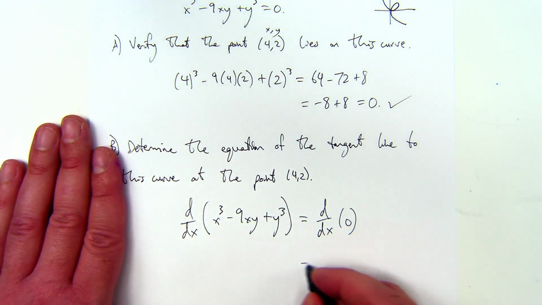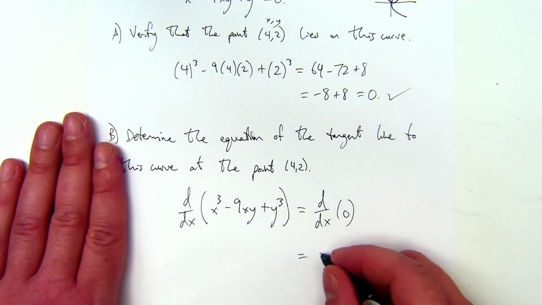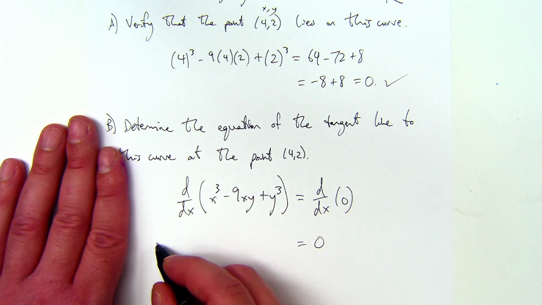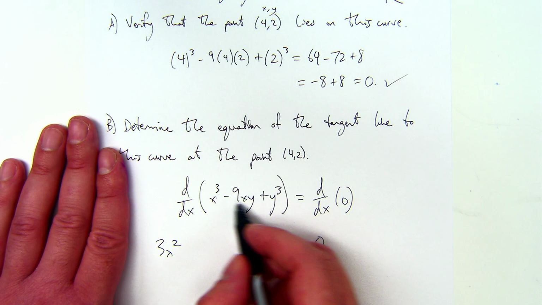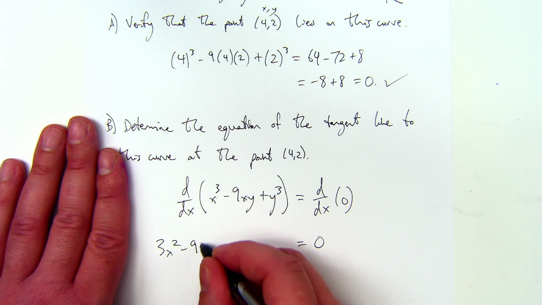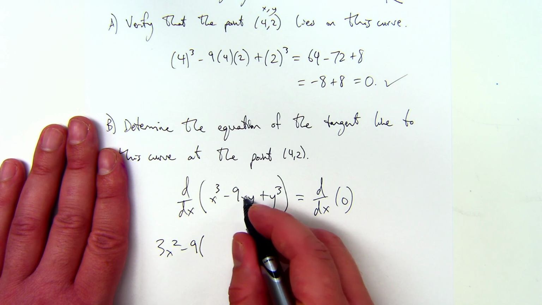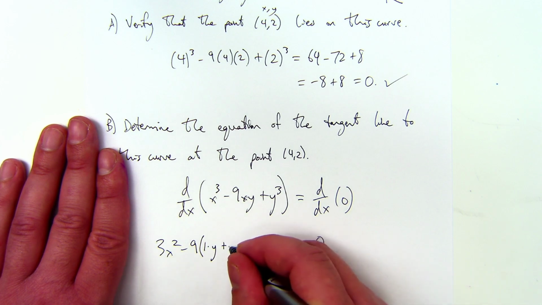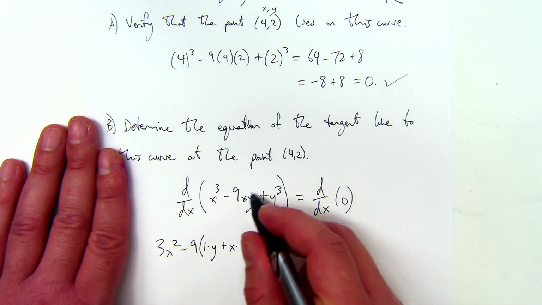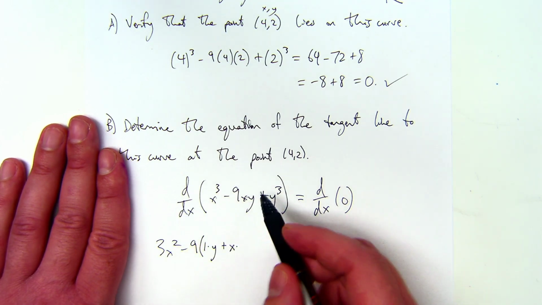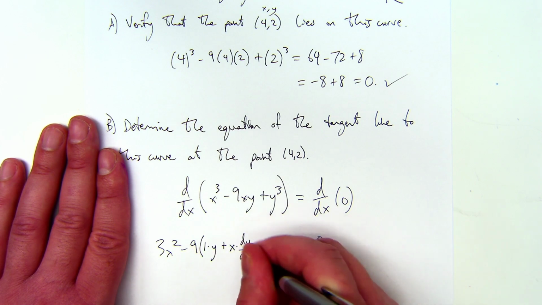On the right-hand side, we differentiate 0 with respect to x, and we get 0. That's fine. On the left-hand side, we differentiate each little piece with respect to x. So x cubed, we get 3x squared. We differentiate 9xy. This is a product with a constant multiple out front, and so we get minus 9 times the derivative of this product. If we differentiate x, the derivative of the first is 1 times y, the value of the second, plus the value of the first, x, times the derivative of the second. Now remember, we're differentiating with respect to x, not y. So when we differentiate y with respect to x, we get dy dx.